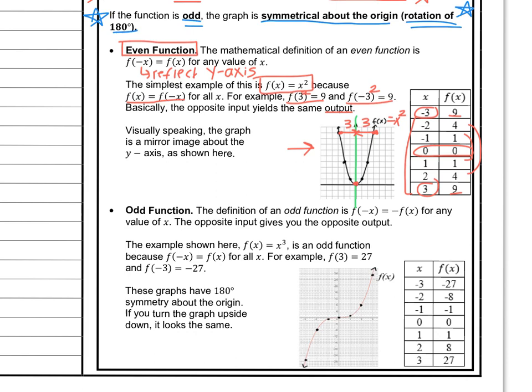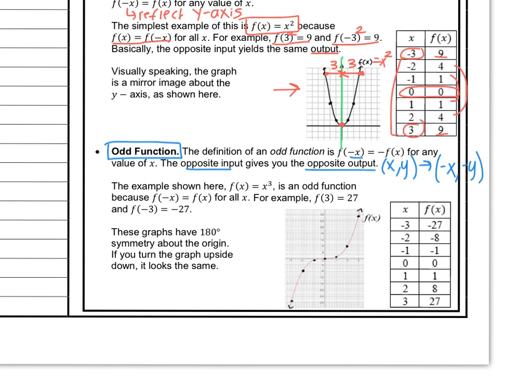Now an odd function has the definition of f of negative x is equal to negative f of x for any values of x. So the opposite input gives you the opposite output. That means that if you have a point x, y, and it's rotated 180 degrees about the origin, or symmetrical about the origin, then you get negative x, negative y. You just negate the signs. So if they were both positive, now they're both negative, and if they were both negative, they're both positive, and so forth.